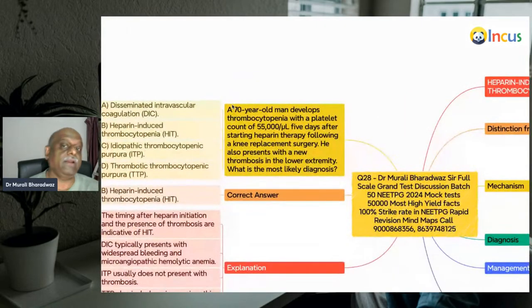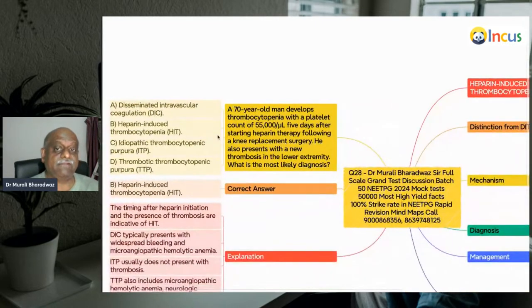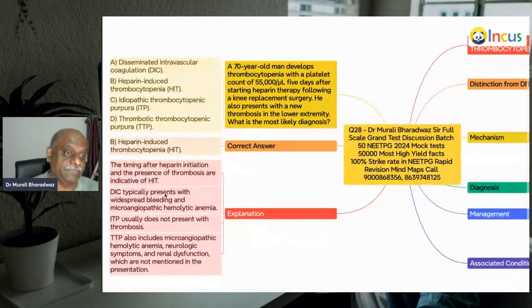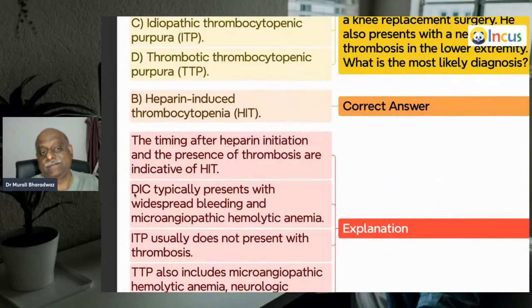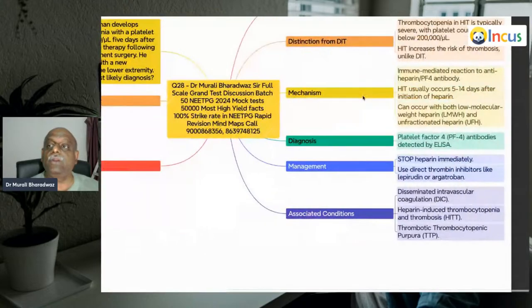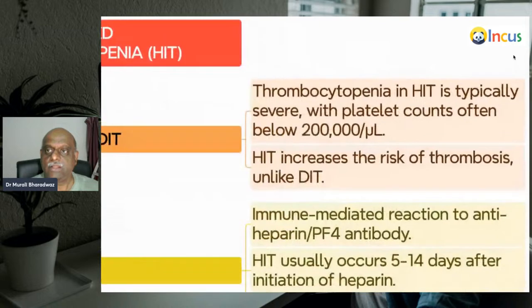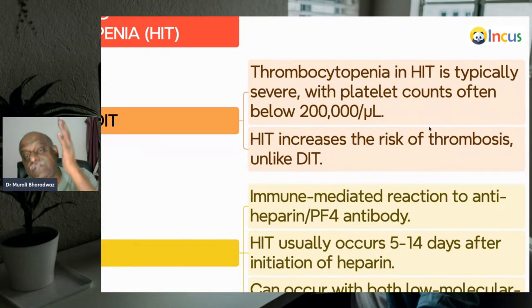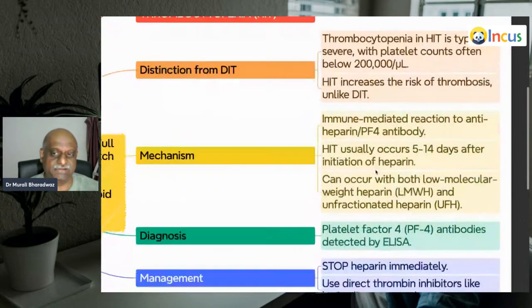Now, doctor, a 70-year-old man develops thrombocytopenia. Platelet count of 55,000, 5 days after starting the heparin therapy. So after heparin initiation, whenever thrombosis develops and low platelet count is there, that is the definition of heparin-induced thrombocytopenia. So you should know everything about it. Thrombocytopenia in HIT is typically moderate, with platelet counts often above 2 lakhs. Though it is thrombocytopenia, there is no bleeding. There is risk of thrombosis.